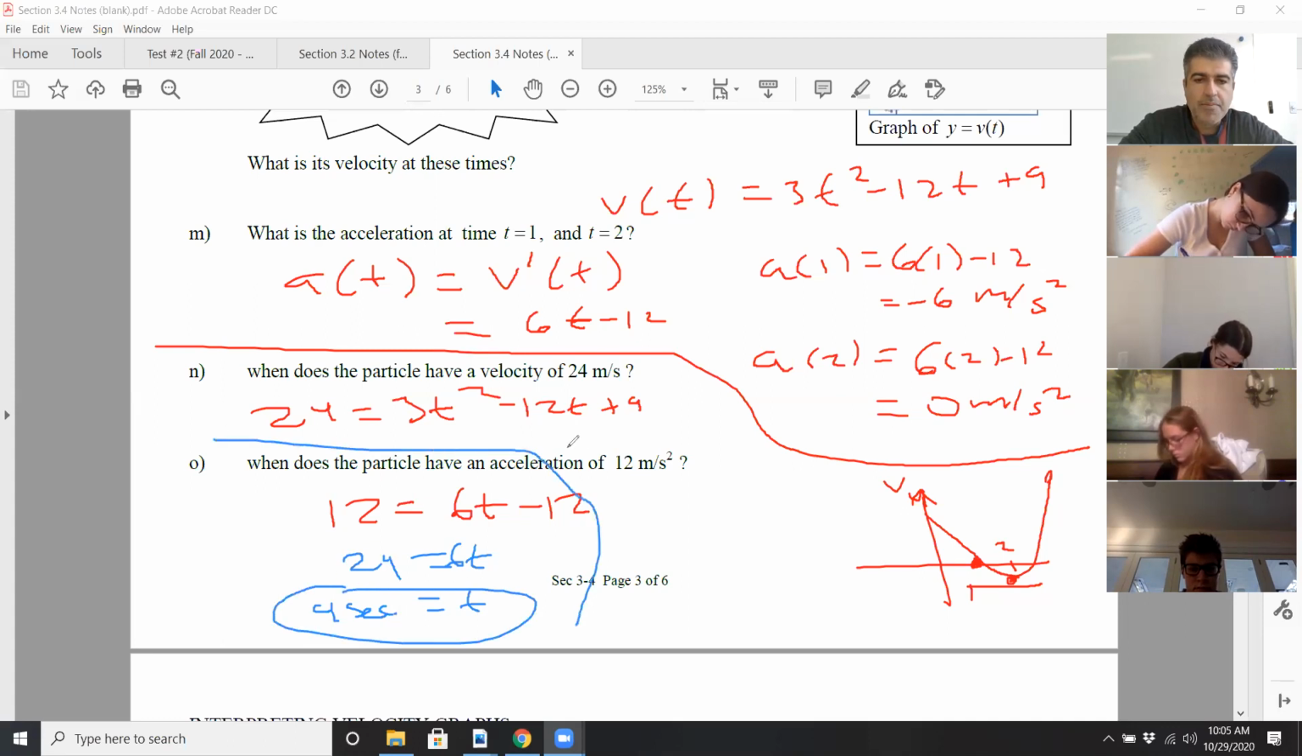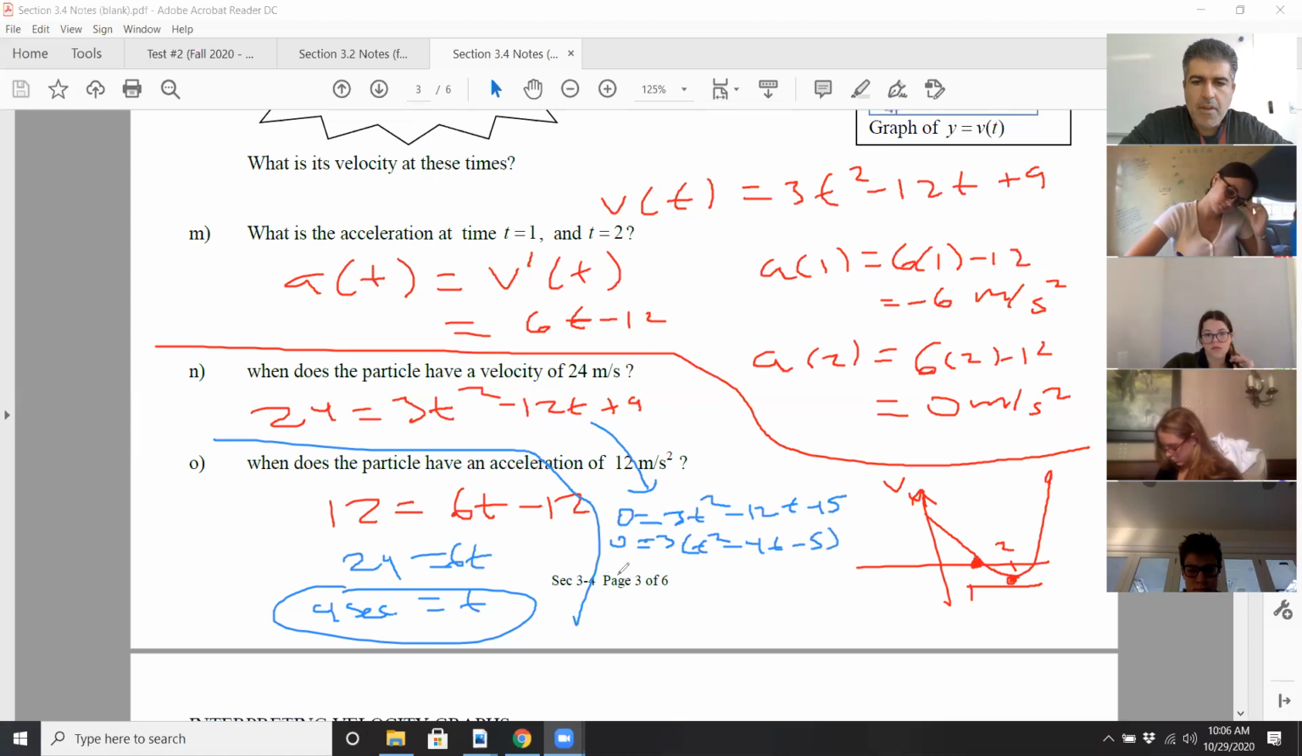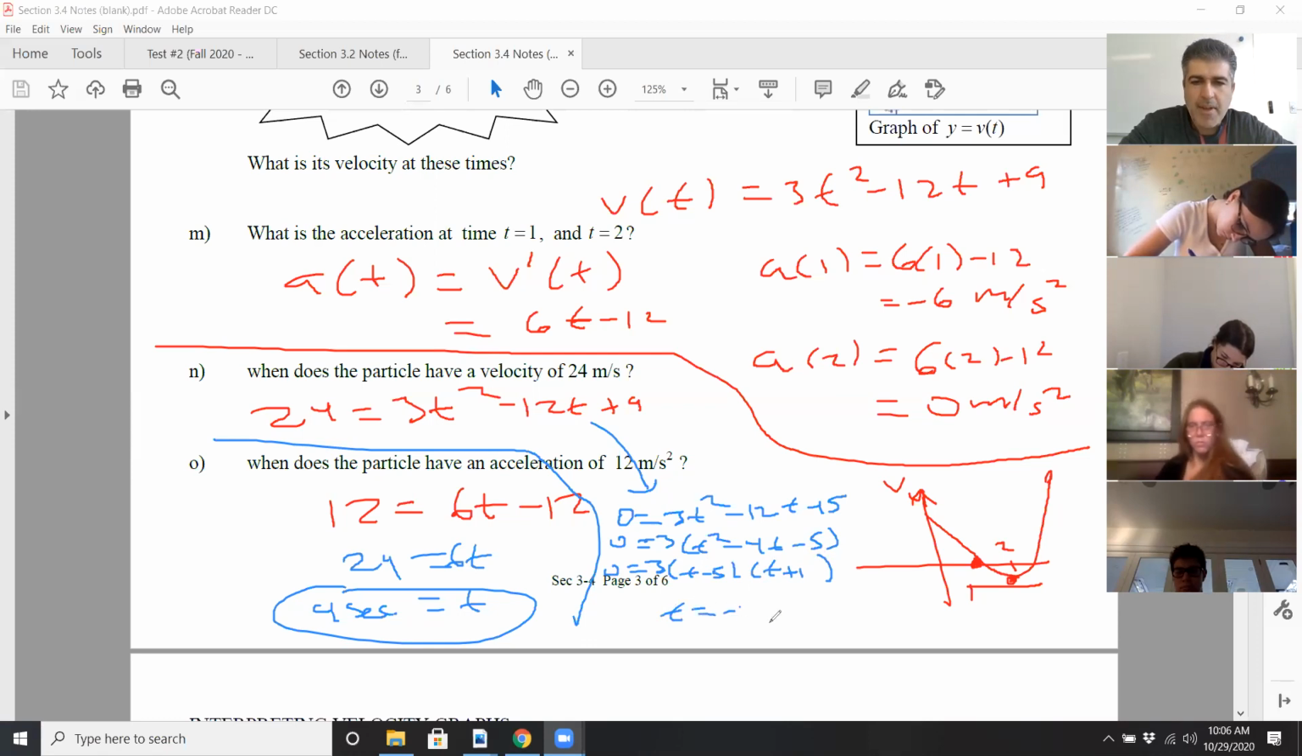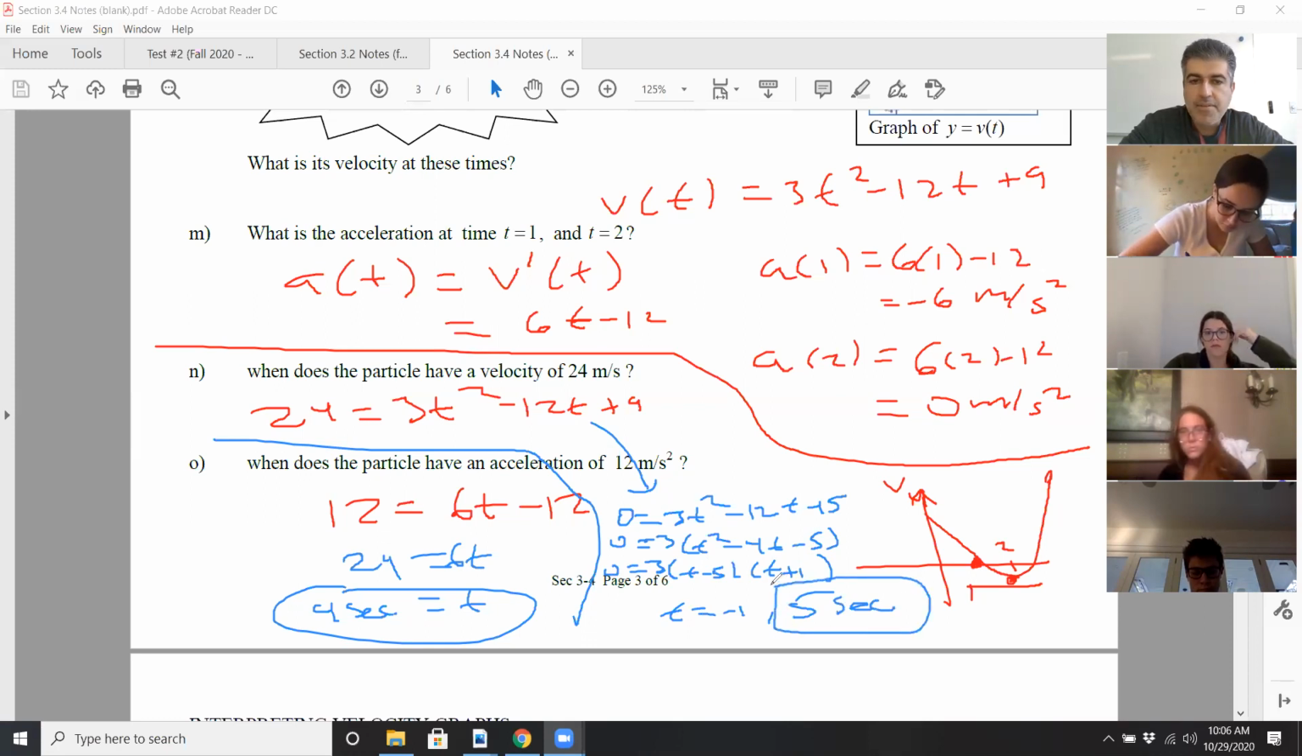However, for part N, I do have to do a little bit of factoring. You get negative 1, which is weird because you can't go back in time. So it's just 5 seconds.